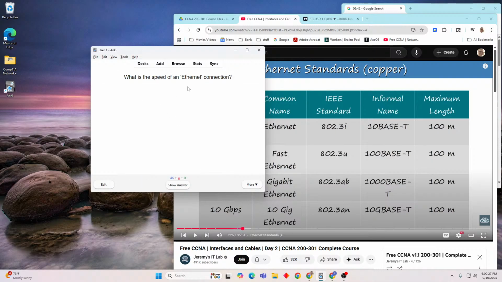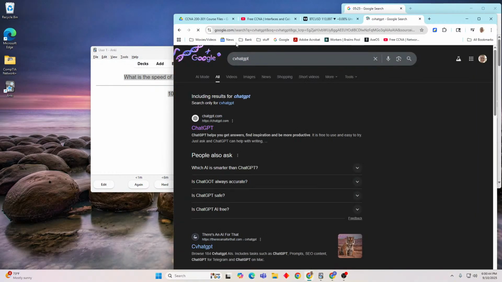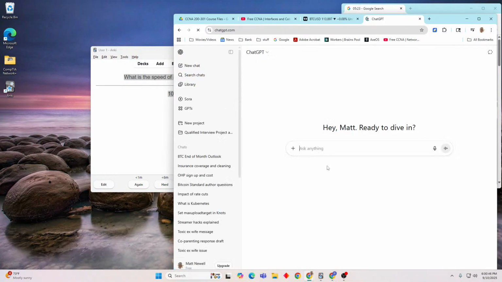What is the speed of an Ethernet connection? 10 megabits per second. But why? What is the speed of an Ethernet connection? Why is this being asked to me? And it's not true in all cases. ChatGPT. Oh my God, I almost put that wrong. Why is this being asked to me on day 2 of CCNA flashcards?